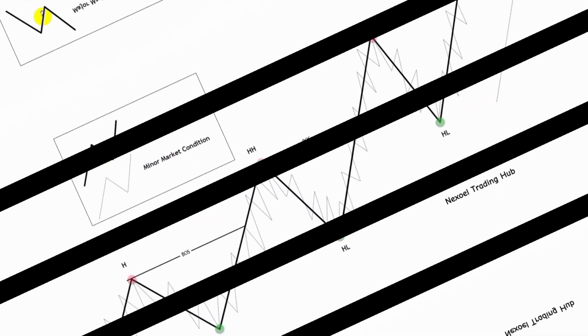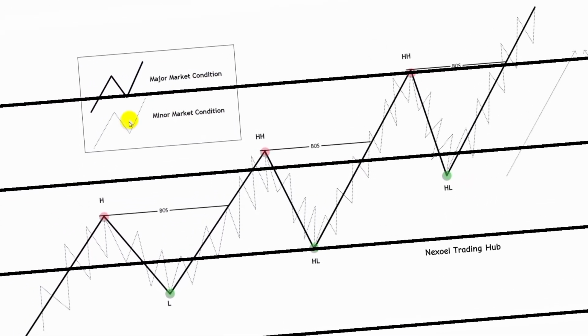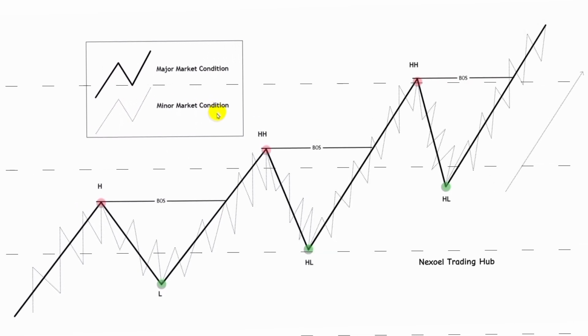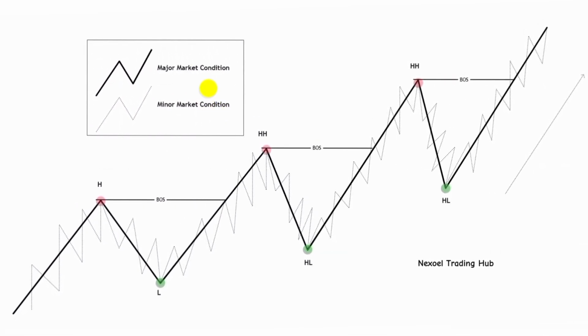So you can see that this actually symbolizes the major market condition, and then this symbolizes the minor market condition. So basically what I'm trying to say is this signifies a higher time frame market condition, this signifies a lower time frame market condition. So the higher time frame could be daily, the lower time frame 4 hour, the higher time frame could be 4 hour, the lower time frame is 1 hour.